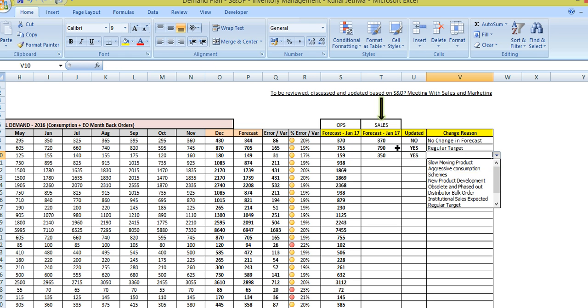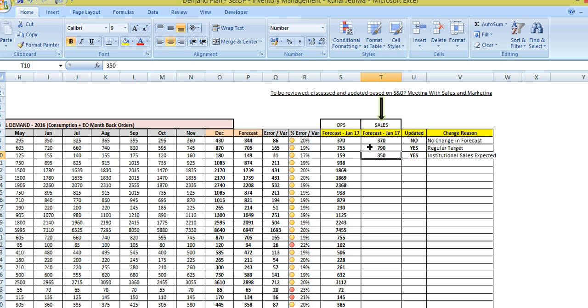And here we can have the remark, or whether it is a distributor bulk order or an institutional sale expected from a big tender, and so on and so forth. This is how we can update and have a one-click supply chain dashboard.